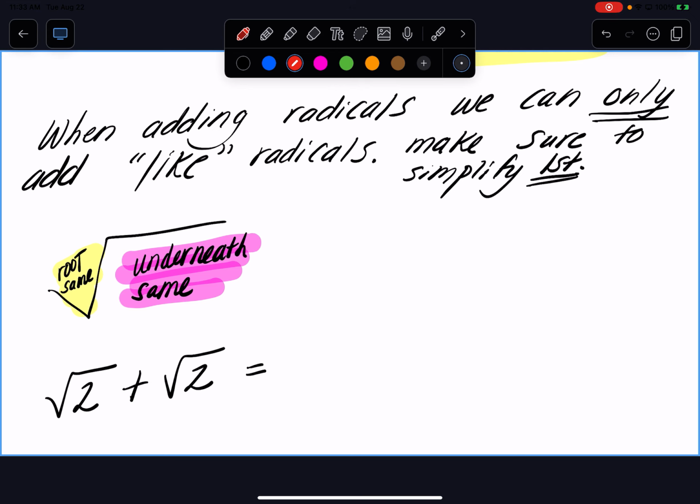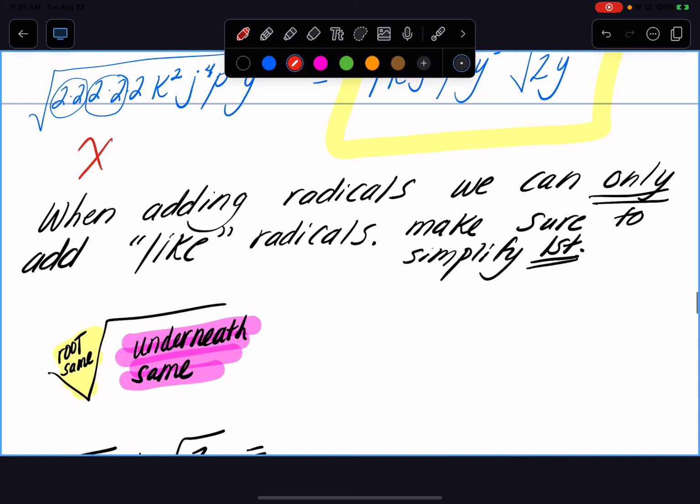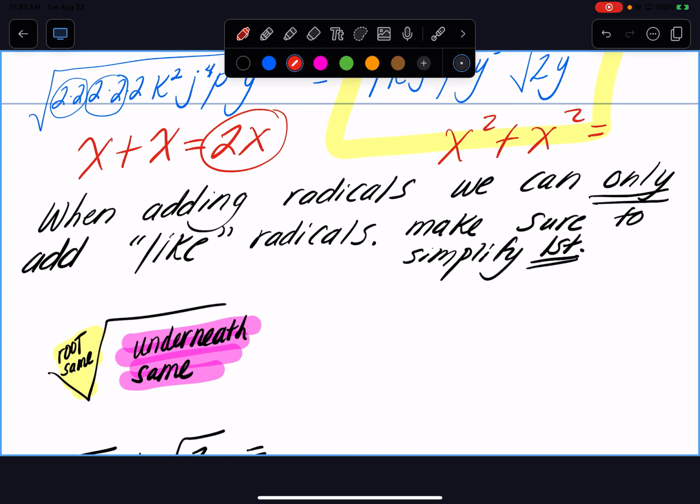Okay, when adding radicals, we can only add like radicals. Just like when adding x plus x, you can only add them because they're like terms. Isn't that just 2x, everybody? What's x squared plus x squared? 2x squared, right? You just combine like terms. Does that make sense, everyone?